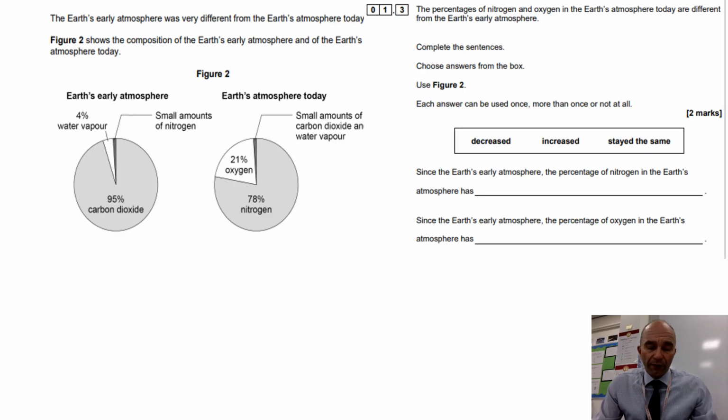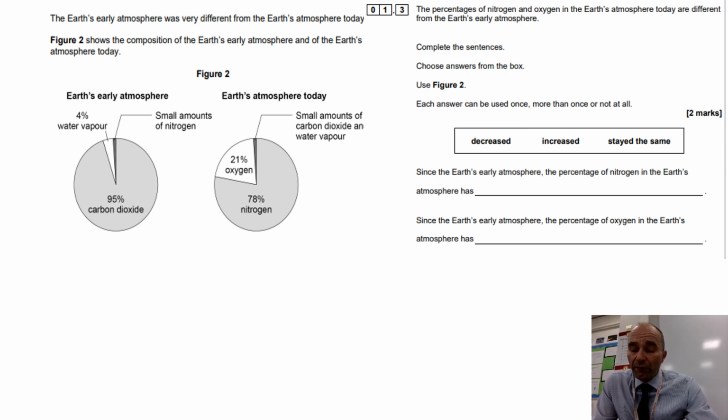Now, we've got some information about the early Earth's atmosphere and the atmosphere as it is today. So you've got 2 pie charts which is comparing the data. Now, 1.3 is quite a wordy question because it's actually asking you just to complete the 2 sentences. You're given the options of what words to use, which makes life a little bit easier.